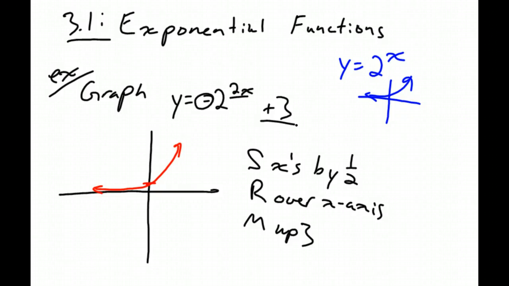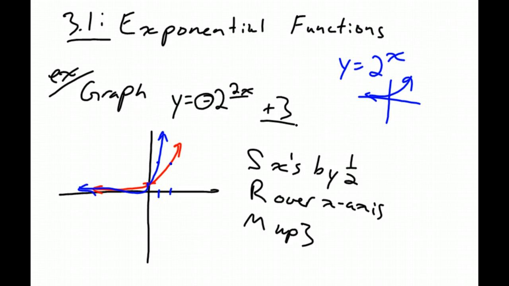Remember, you got to do it right in order. So first, I'm going to multiply the x's by 1/2. Well, at this point, say we have somewhere in there. If I take the x value here and multiply it by 1/2, it's now going to be up here. So this is going to shrink our graph up quite a bit. Horizontal asymptote is still going to be 0.